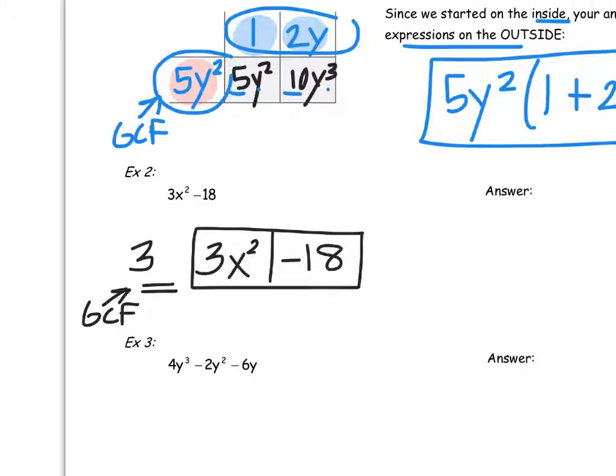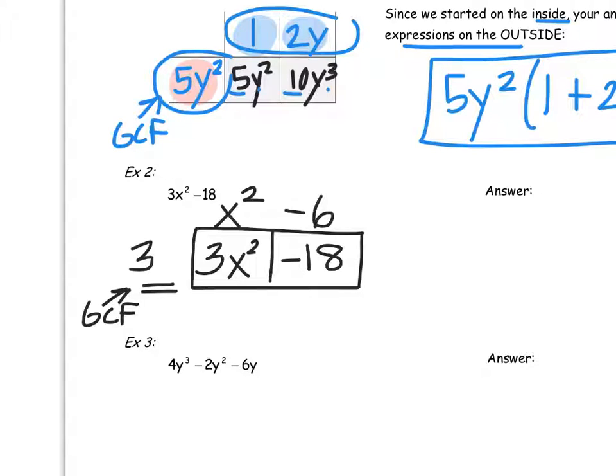All right, so now I'm going to fill out up here. I have to multiply 3 by something up here to get 3x squared. And what this term is missing is that x squared. Now I have to multiply 3 by something up here to get negative 18. And that has to be a negative 6, because 3 times negative 6 is negative 18.